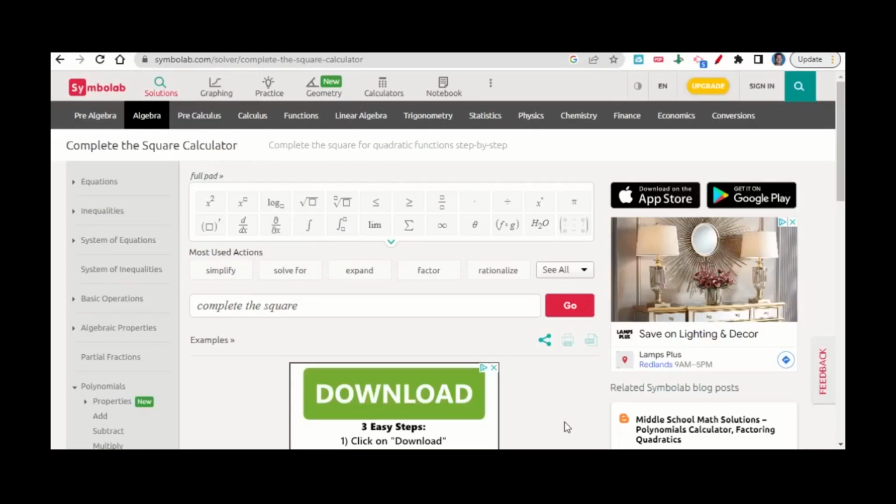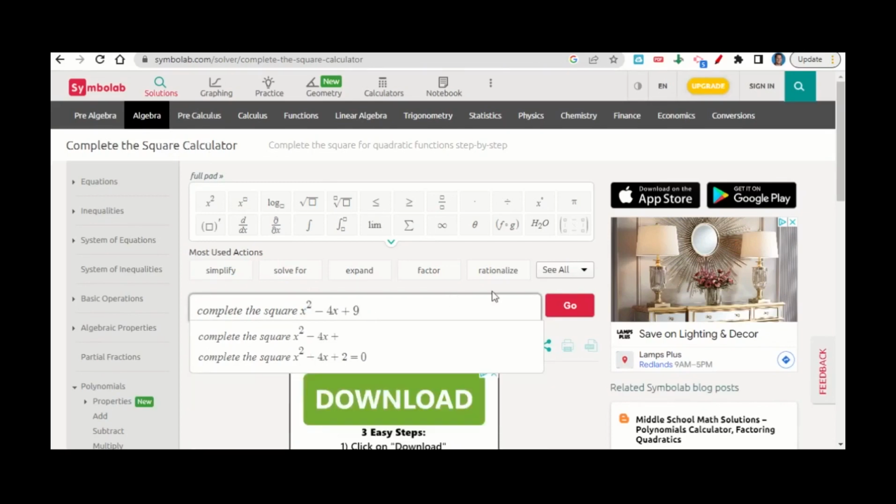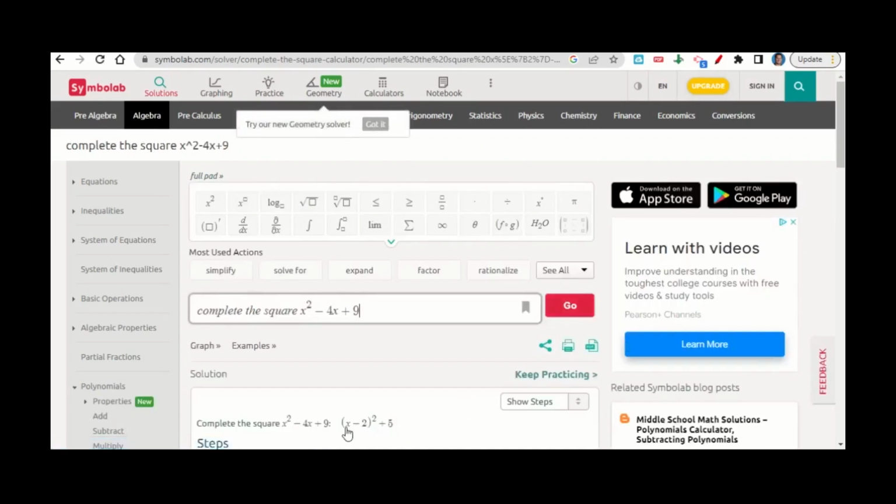Let's take a look now at how we can use Symbolab to check our work when working with completing the square. So we go to Symbolab and we go to the completing the square calculator. We're going to type in our equation. So let's say it's x squared minus 4x plus 9. We're going to click go. It shows us what it should be at the end, which is (x minus 2) squared plus 5.